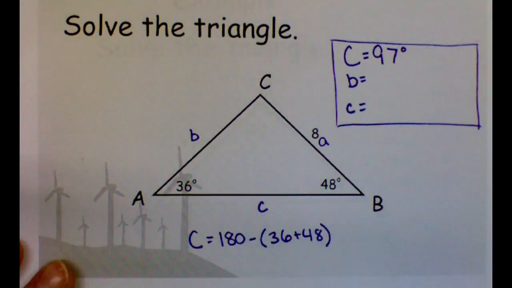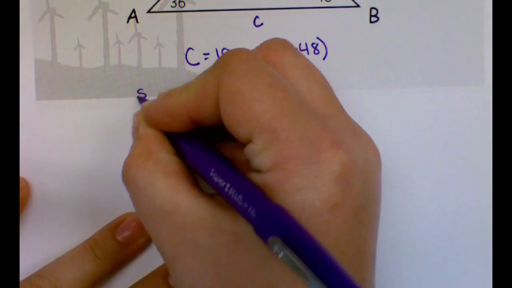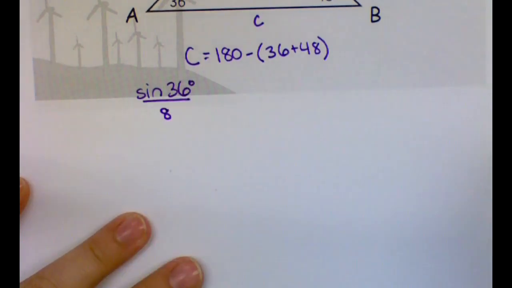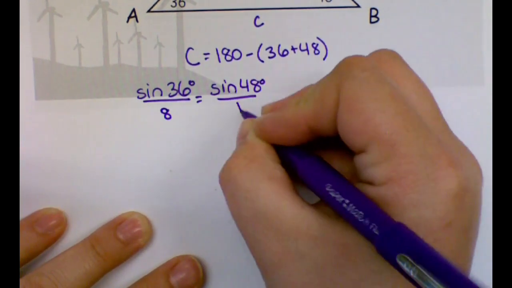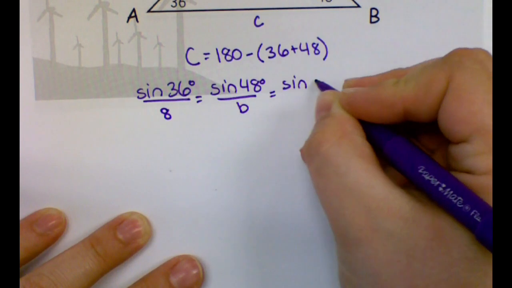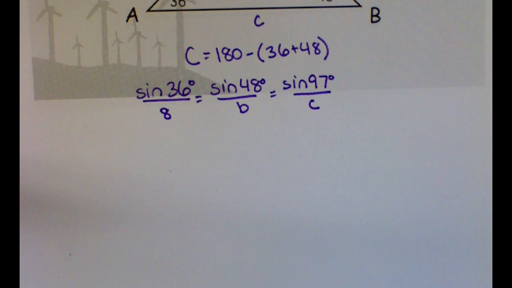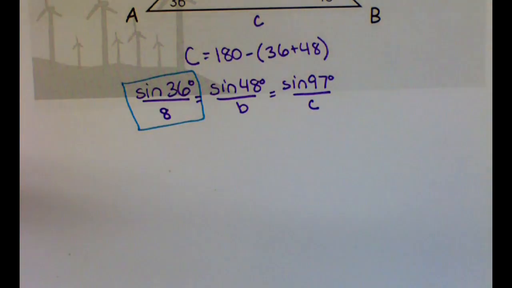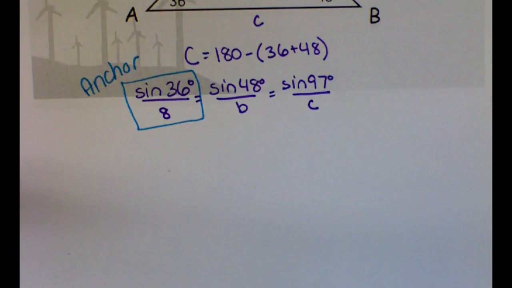Now we set up that big old nasty looking proportion that we just saw in the last slide. We take the sine of angle A over side a. We know both of those pieces. Equals the sine of angle B over side b equals the sine of angle C over side c. Now when you do this, you should have what I'm going to refer to as an anchor. The anchor is the piece that you know both values in. And we're going to come back to that anchor twice.